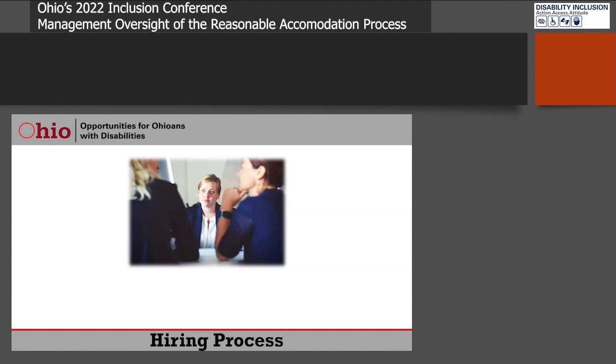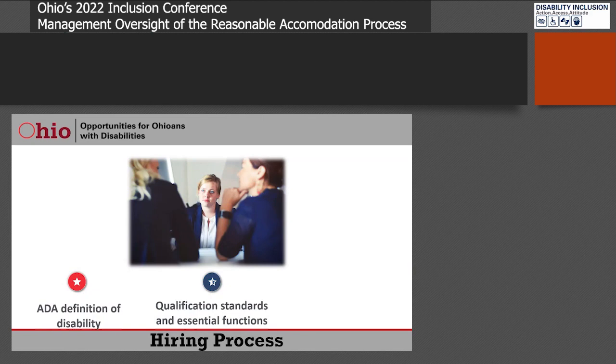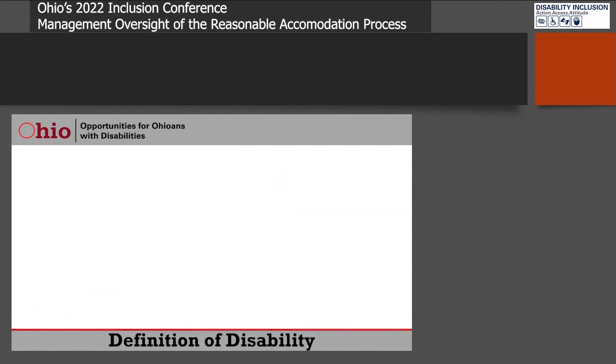This helps supervisors to feel more comfortable and prepared to handle situations that can arise when a candidate has a disability. To support this, we are going to discuss how the ADA defines disability, how qualification standards and essential functions apply to the hiring process, and then address the two phases of the pre-employment process regarding asking questions and administering exams. Julie, what is the ADA's definition of disability?